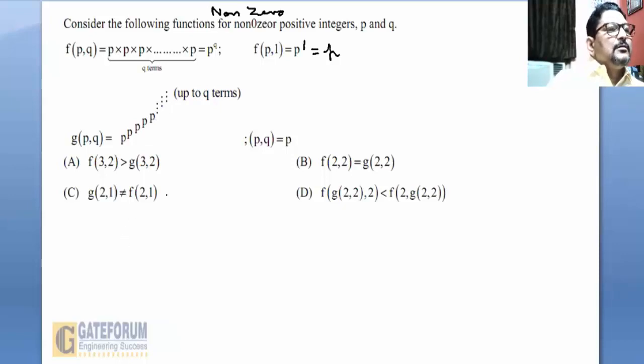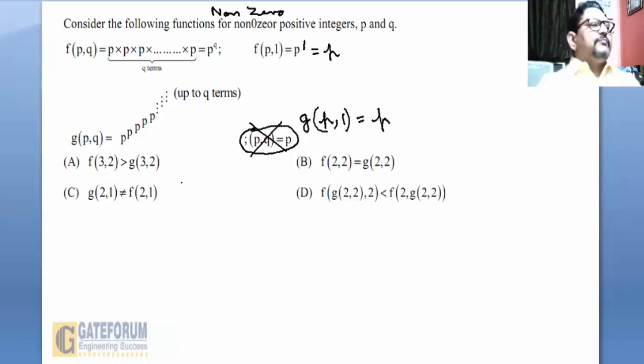Okay. Now, what is this? Once again, this is a misprinting. It should have been printed as G of P, 1 would be equal to P. This should have been printed. Clearly, it is understandable. So, this is the question. Now, there is no question printed. So, I really don't know what they have asked.